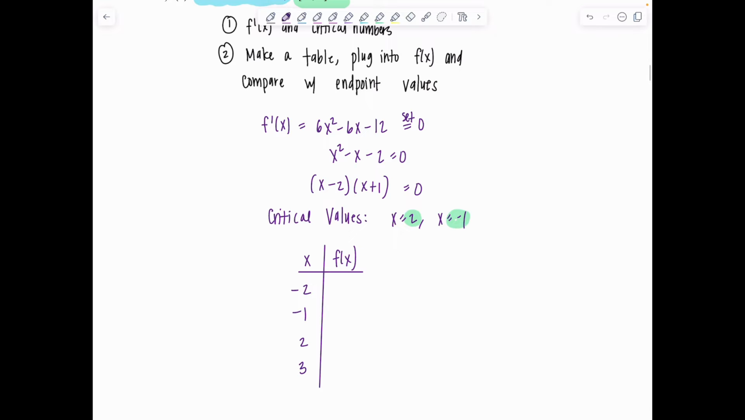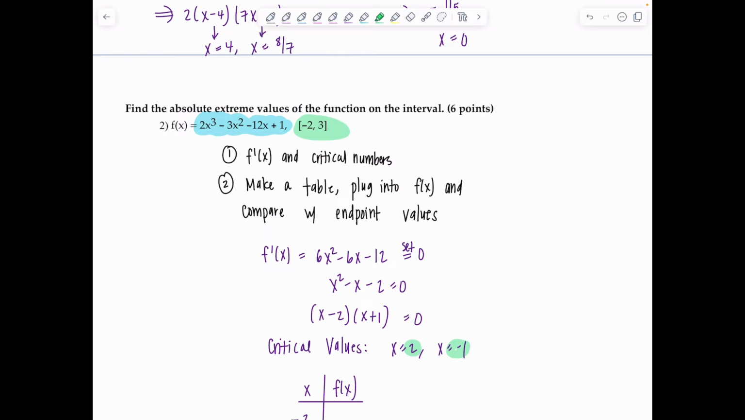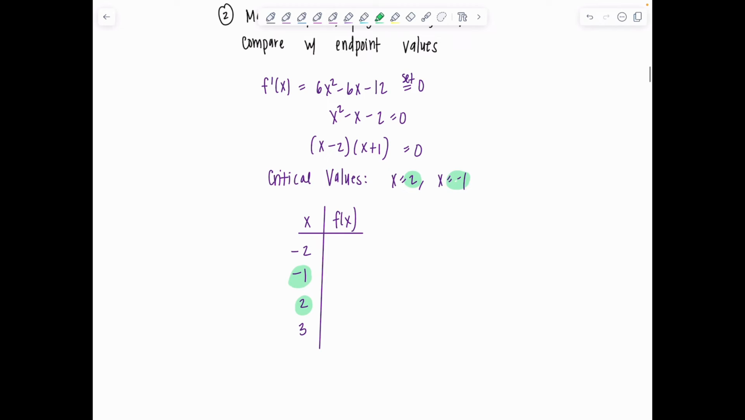So where are those extra values coming from? Notice here, 2 and -1 are my critical values, and then -2 and 3 are the endpoints of the interval. Remember f of x was 2x cubed minus 3x squared minus 12x plus 1. So we're going to plug those in and see what we get.